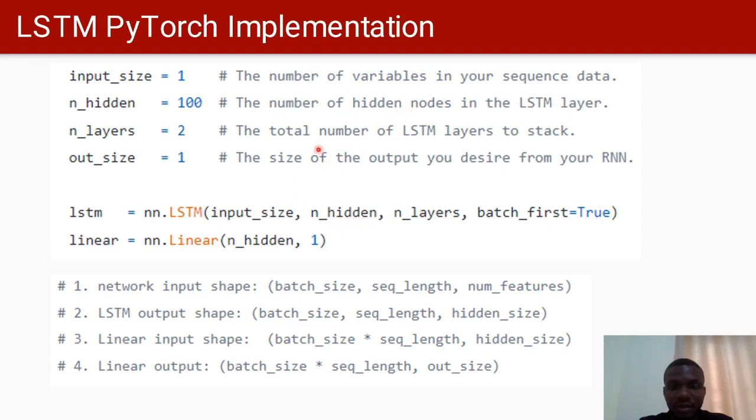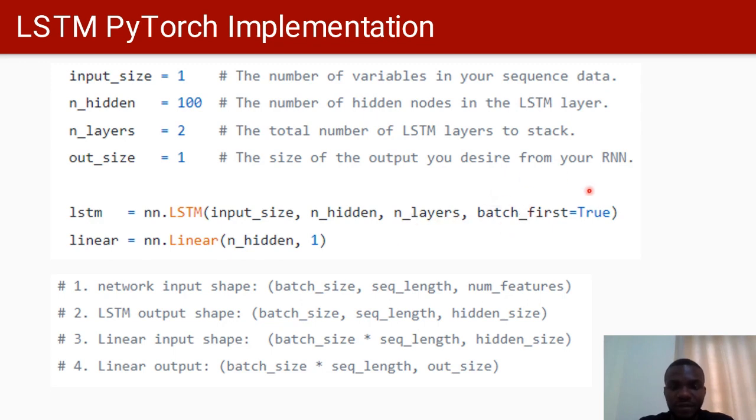And then we have the number of layers. The number of layers is just the number of layers for each hidden state, right? So when you have more than one layer, it's like stacking an LSTM on top of another one.